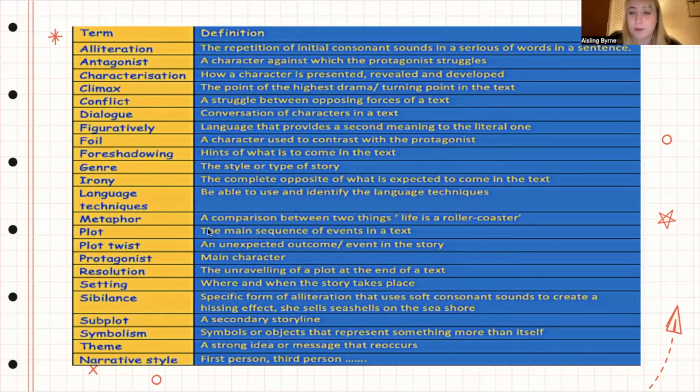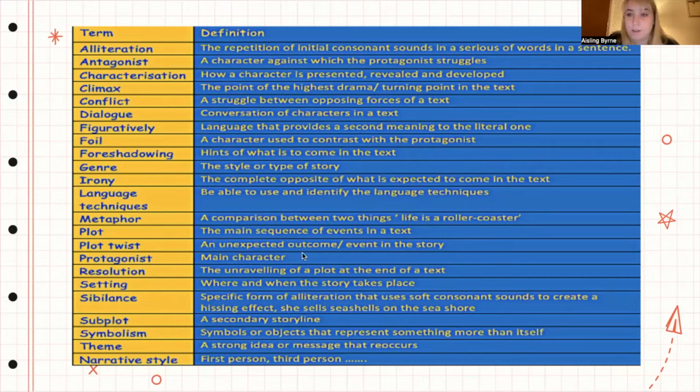Then we have metaphor: a comparison between two things. For example, life is a roller coaster. We're comparing life to a roller coaster here, so these are the two things being compared. Plot is the main sequence of events in a text. And a plot twist is an unexpected outcome or event in the story, something we didn't expect from the start.